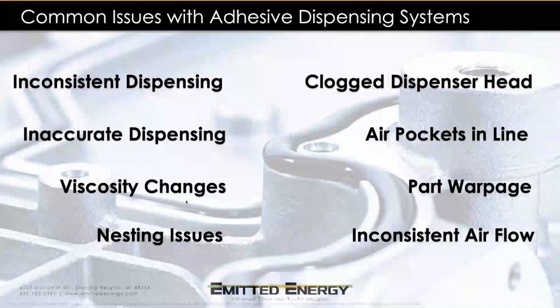Air pockets in line, big, huge problem that we've seen out there, especially in barrel changeover in the lines. When we do barrel changeover, air is sometimes introduced into the changing of the barrels, and that can create obviously voids and gaps in our adhesives. It can create sputtering out on the product, which will cause quality problems.